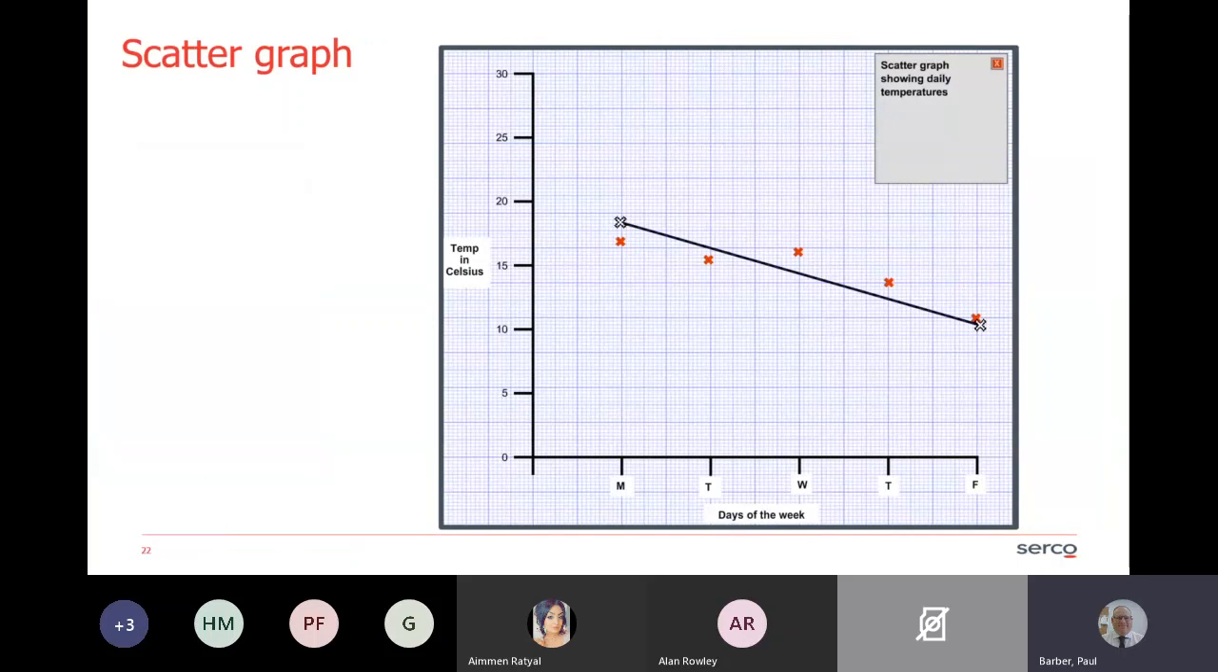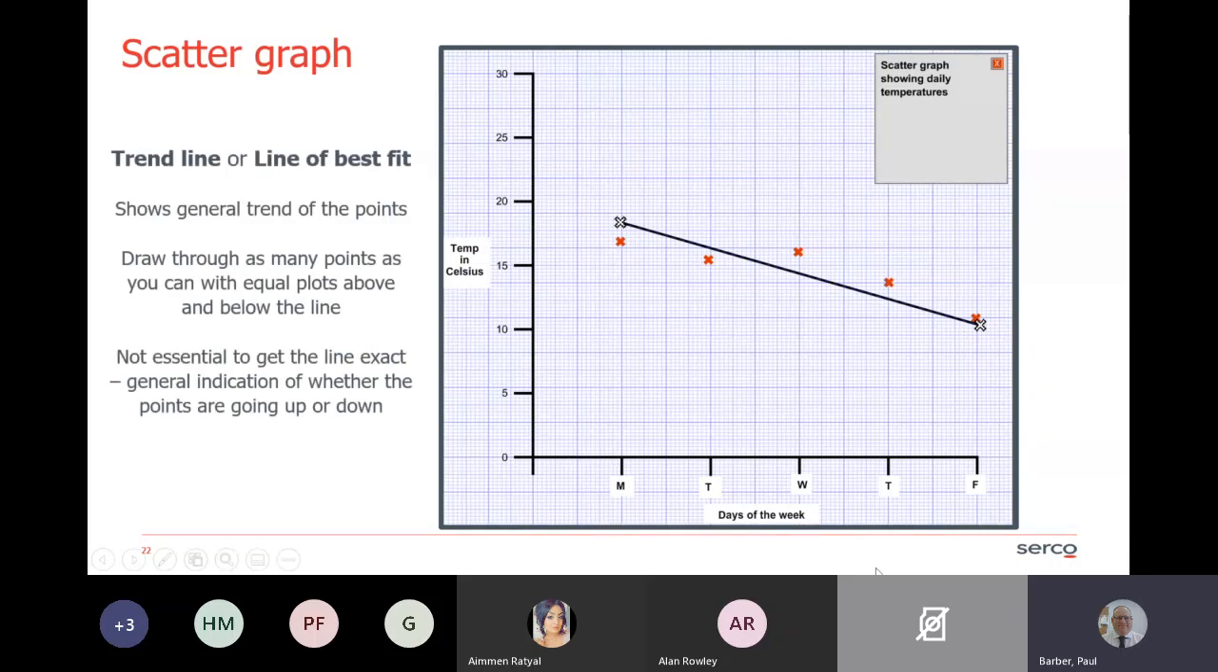MT, WTF is fine rather than Monday, Tuesday, Wednesday. You don't have to write it in full. Top right, I've got a title. It's a scatter graph showing daily temperatures, and then I've plotted the 5 points, which are in red. You'll see on here as well, there's also a black line, which is called the line of best fit, or sometimes known as a trend line.